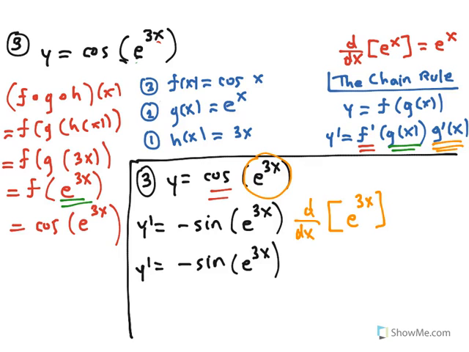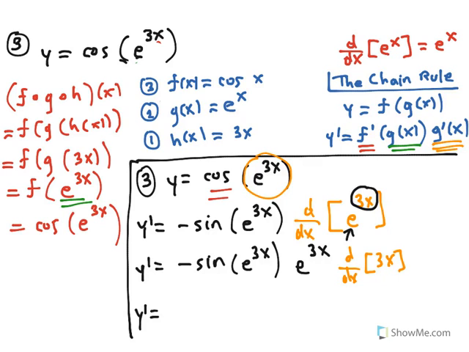Now the derivative here of e to the 3x, recognize that you have a composition of two functions where 3x is the inside function and e to the x is the outside function. So we have to use the chain rule again. The derivative of the outside function is itself evaluated at the inside function of 3x, and then we multiply by the derivative with respect to x of the inside function 3x, which is of course 3.